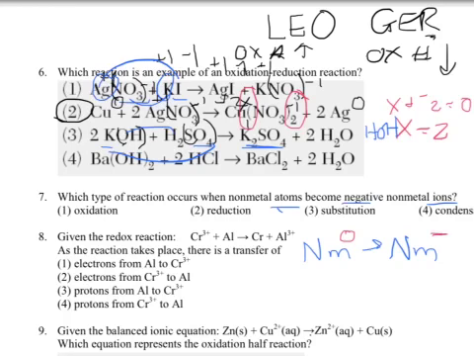Now, what we see is this oxidation number is going down. And when anything goes down, like the price of a shirt at a store, it is reduced. So this is reduction.